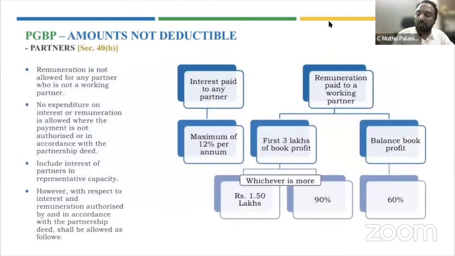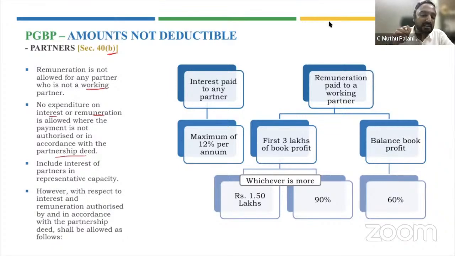We will move on to the next thing, called 40 clause B. So what is this? It is about partnership remuneration. What is allowed in the hands of partners is what we are going to discuss right now. We're going to discuss it under two different segments. The first segment is interest paid to any partner. The second segment is remuneration paid to a working partner. So when you say partner, as we discussed, it must be allowed only for a working partner. It is not allowed for anyone else. And no expenditure on interest or remuneration is allowed where the payment is not authorized by or in accordance with the partnership deed.